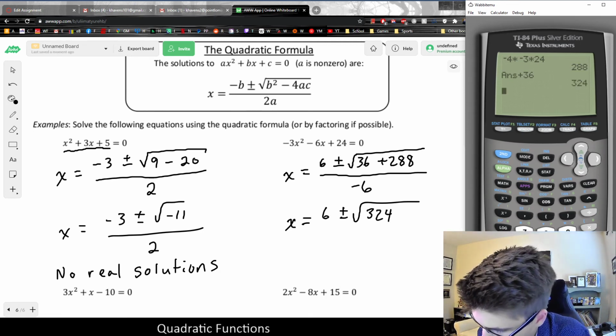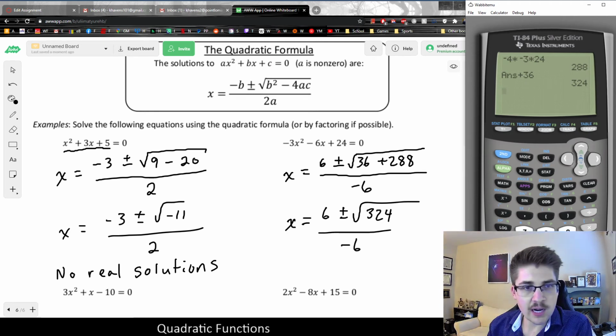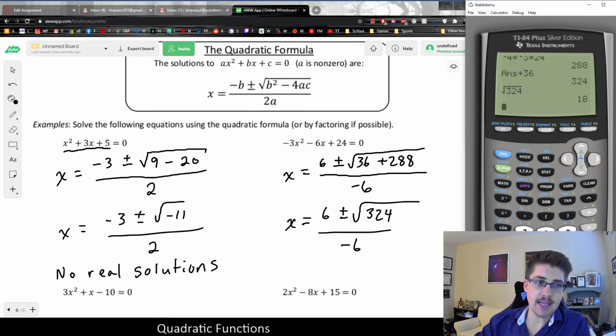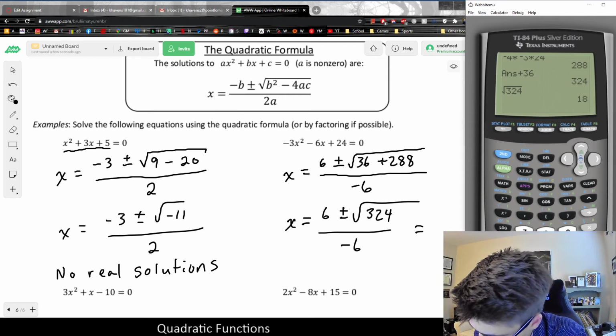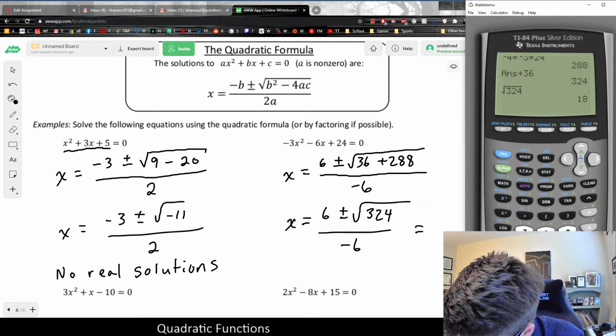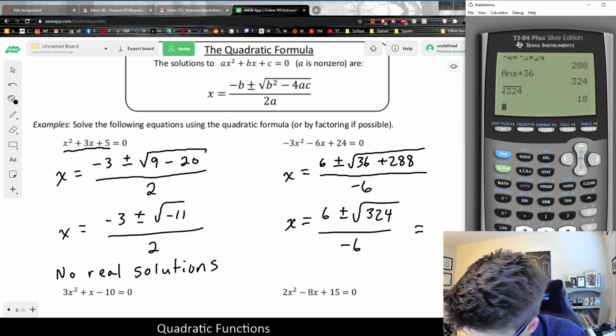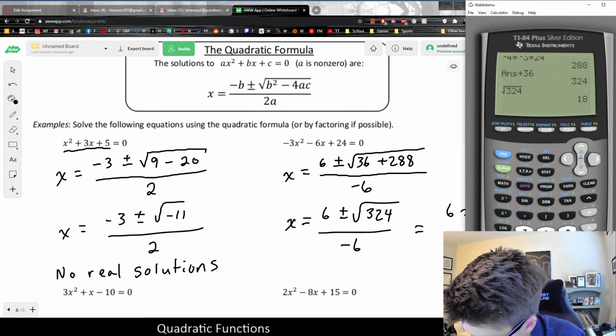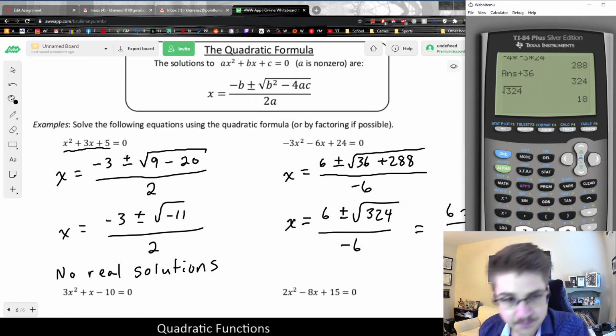And I believe that 324 is a perfect square, meaning that it has a whole or rational square root, which, what is that? Is that 18? I don't remember. Square root of 324, yeah, is indeed 18. So that would leave us with, for some reason the square root got extra long, but that would be 6 plus or minus 18 over negative 6.